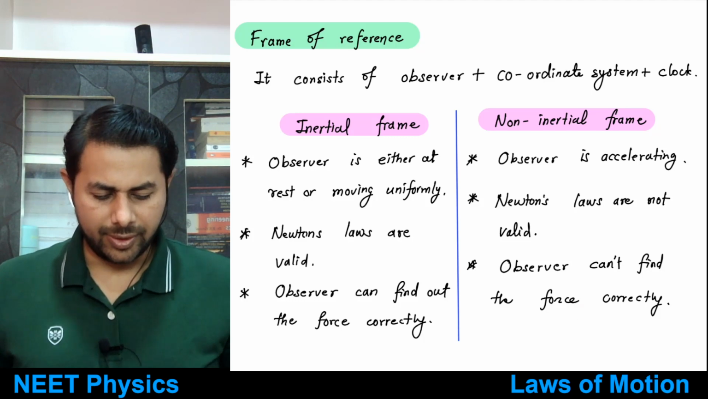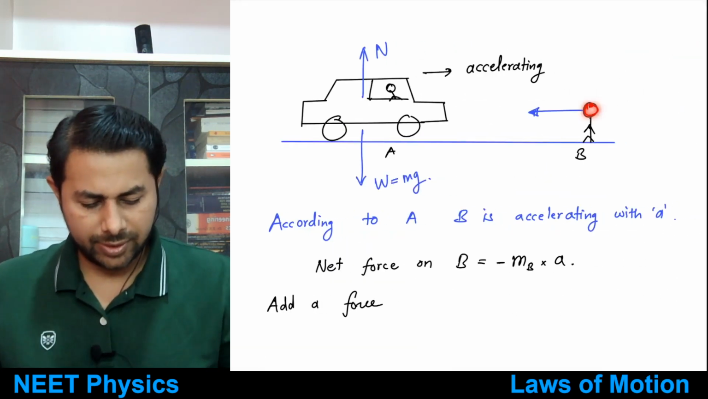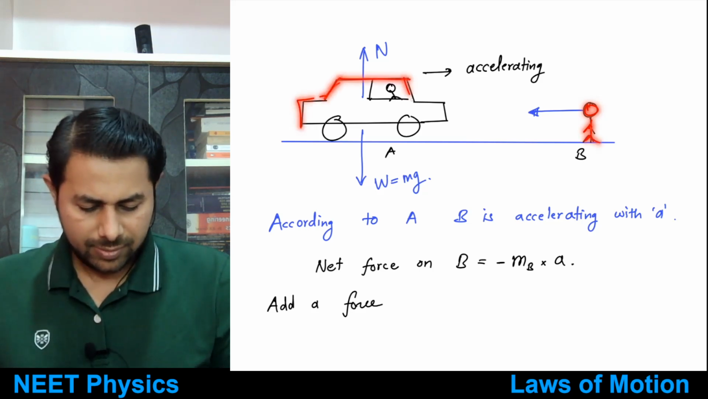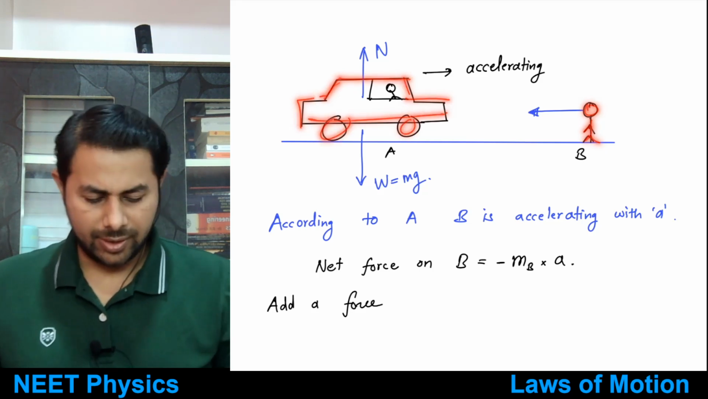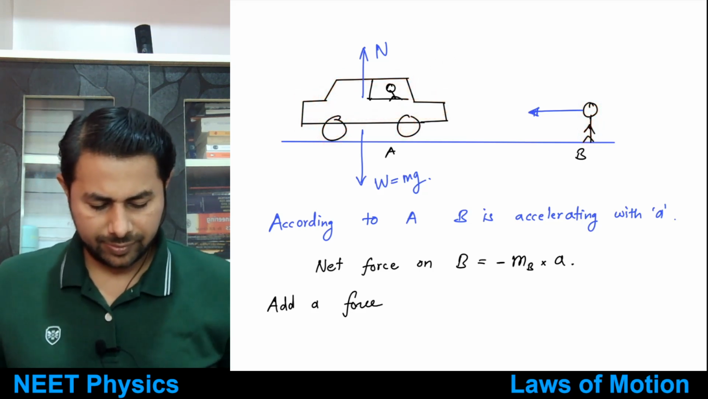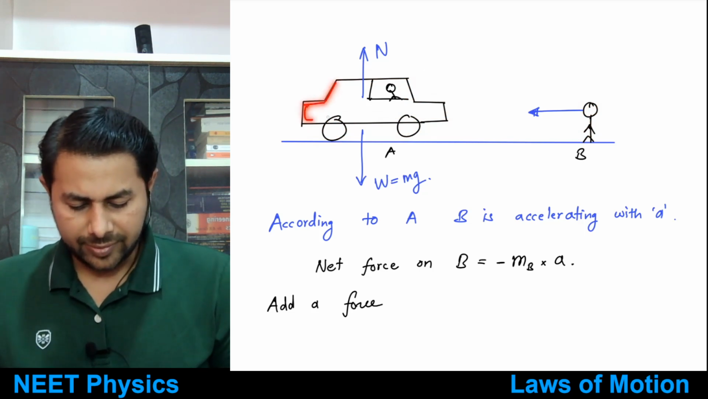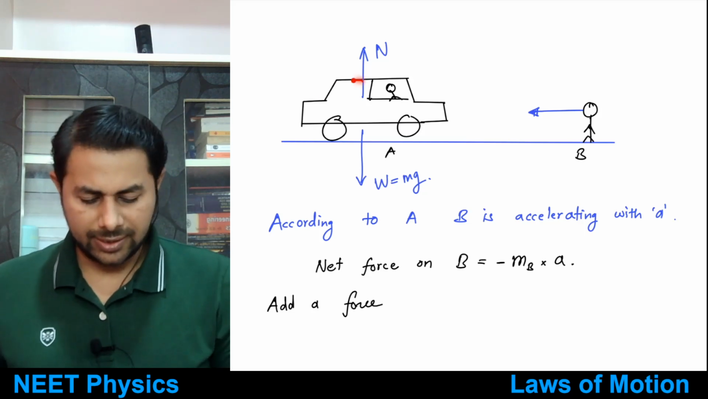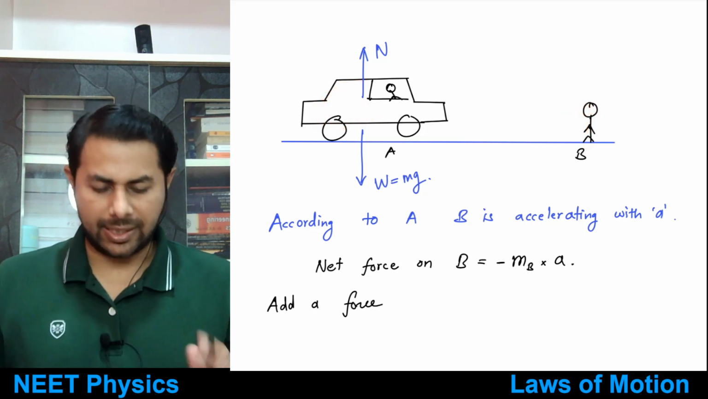Right, good. Just to give you an example, suppose this is me, I am standing over here, and this is somebody who is inside a car. First let's imagine that this car is at rest. So the car is at rest and I am also at rest, standing over there.